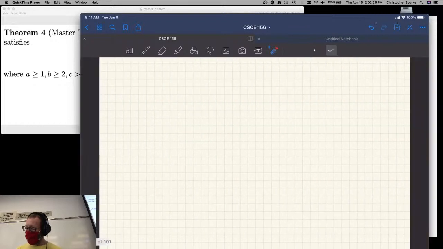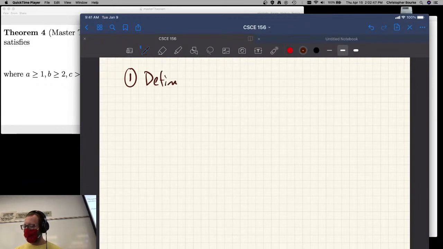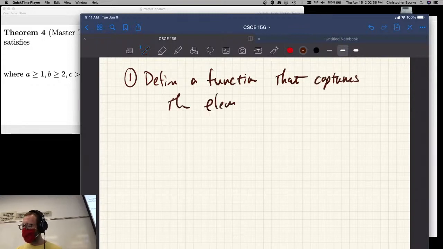So what we need to do is analyze this. When you analyze a recursive algorithm, there's not a nice clean way where you can set up a for loop, come up with a summation, and then solve that summation in some closed form solution. So instead, you need to define a function that captures the elementary operation.